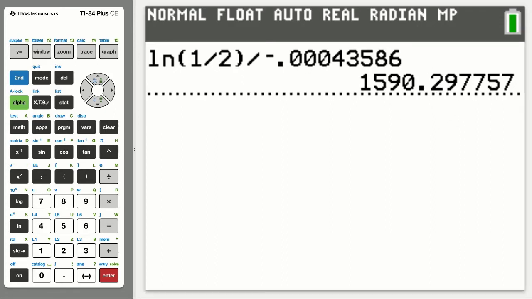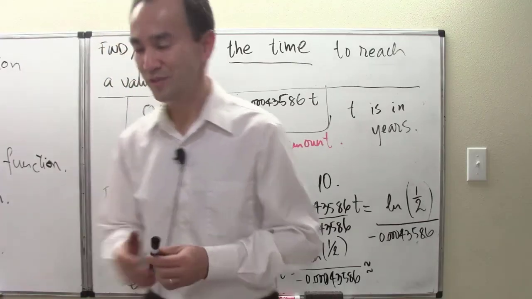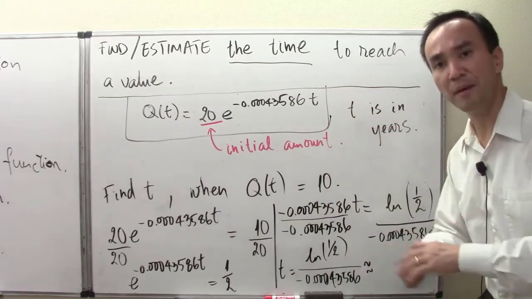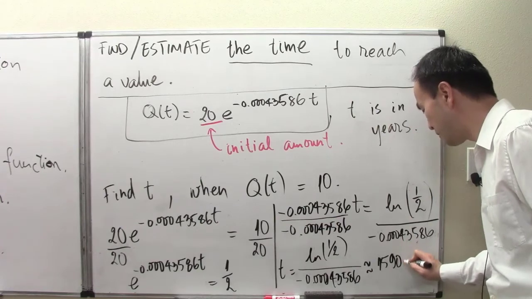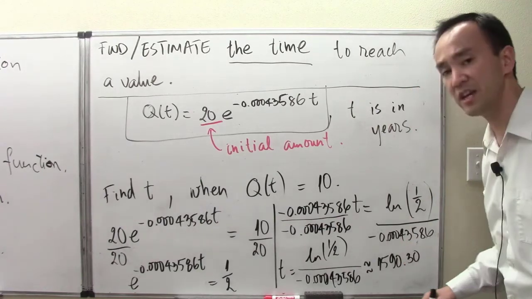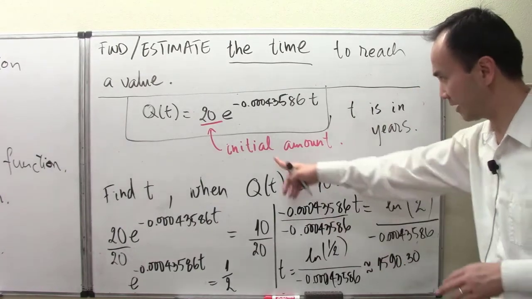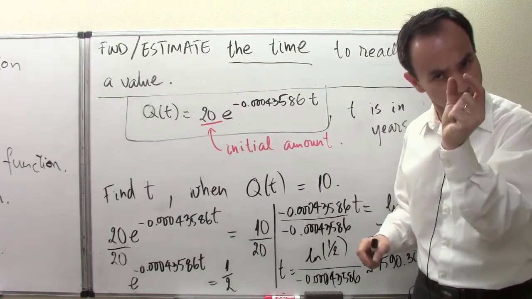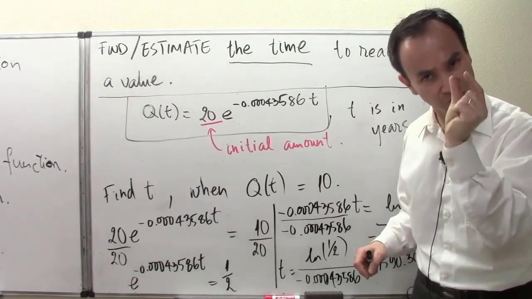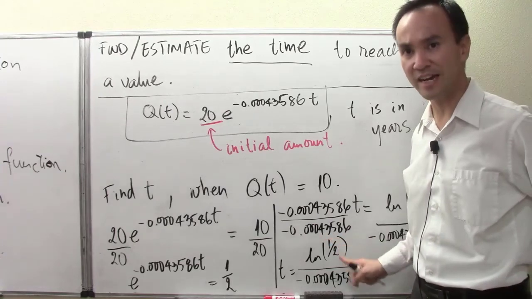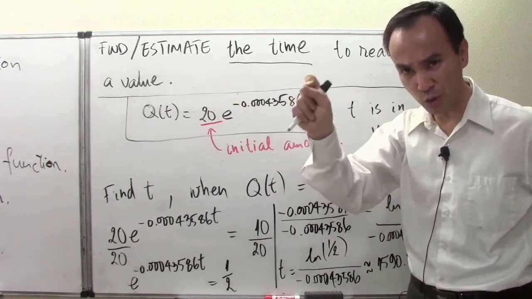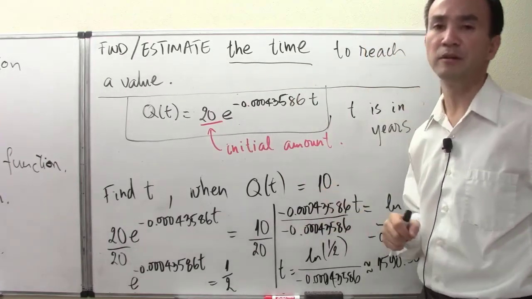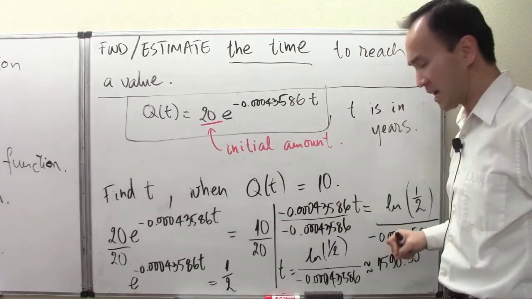Okay. And so now mathematically speaking, it takes about 1,590.3 years. That many years for only 20 milligrams. 20 milligrams in our daily life is very little. And it takes that long for 20 milligrams of radium-226 to reduce to 10 milligrams like that. Okay, but now take my word on this.